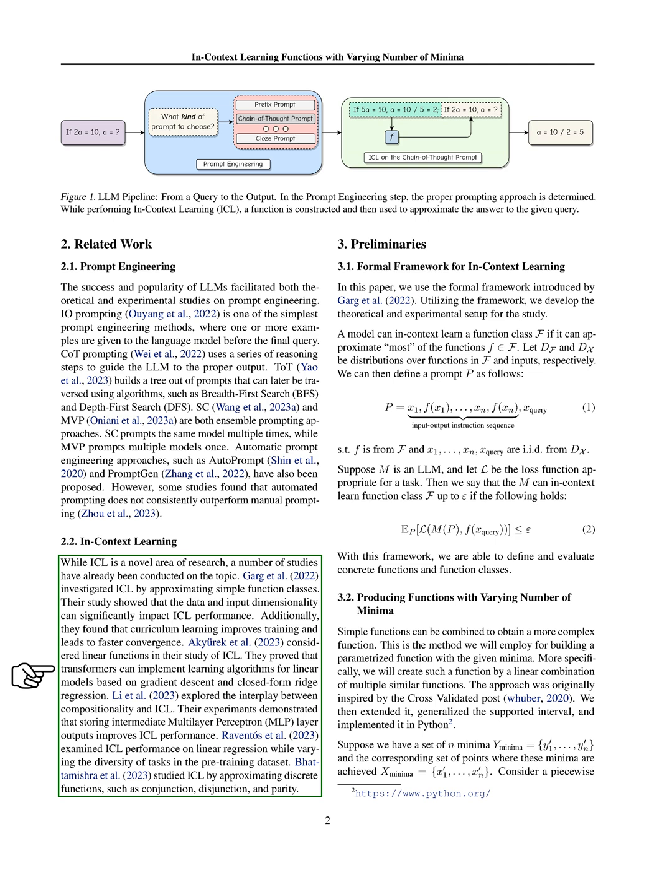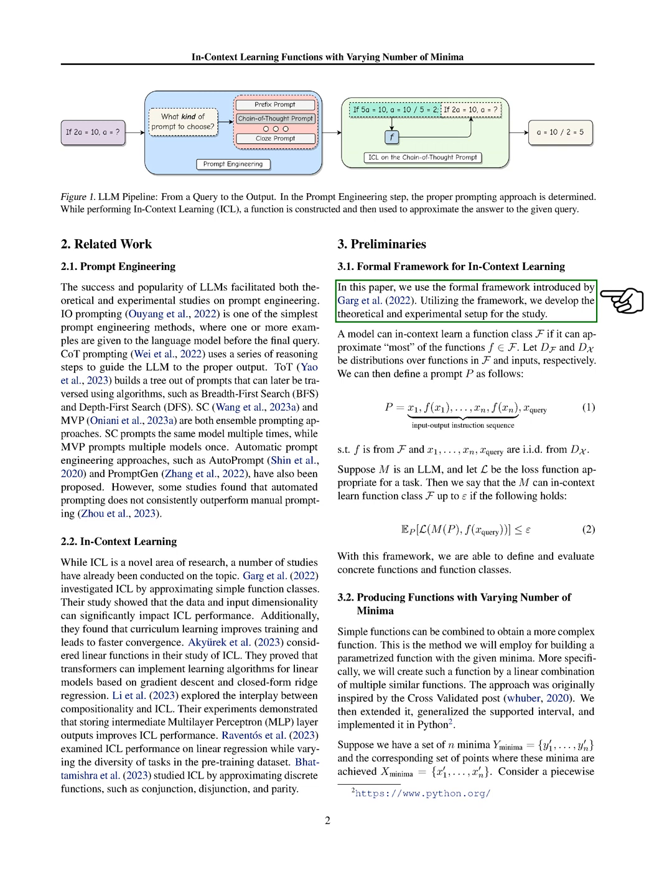Some have explored the interplay between compositionality and ICL, demonstrating that storing intermediate multi-layer perceptron, MLP, layer outputs improves ICL performance. Others have examined ICL performance on linear regression while varying the diversity of tasks in the pre-training dataset. In this paper, we use the formal framework introduced by previous researchers. Using this framework, we develop the theoretical and experimental setup for the study.